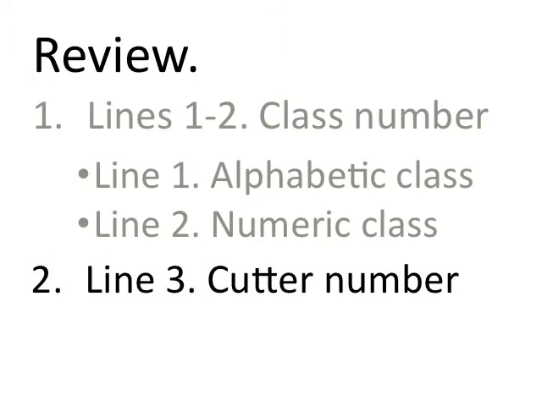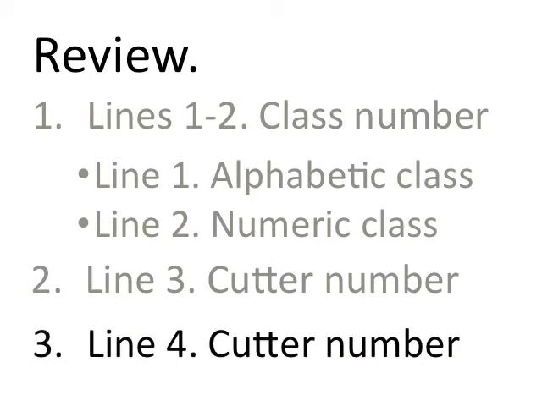Line 3 is a Cutter number and is a combination of letters and numerals. The numbers are treated as decimals. And line 4 is often another Cutter number, treated just the same as the third.